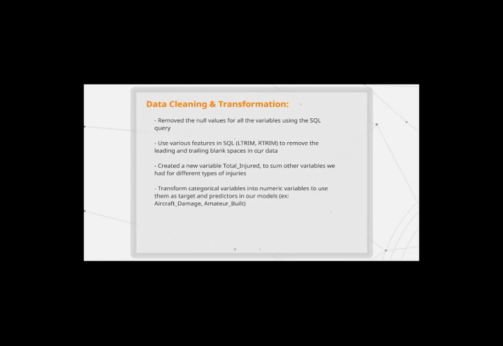We did data cleaning and data transformation mainly through the SQL Studio. We removed the null values for all the variables. We used various SQL features like ltrim, rtrim to remove the leading and trailing blank spaces. We created new variables like total injured, which was a sum for all the different types of injury variables. We transformed some categorical variables into numeric variables to use them as target and predictors in our models.